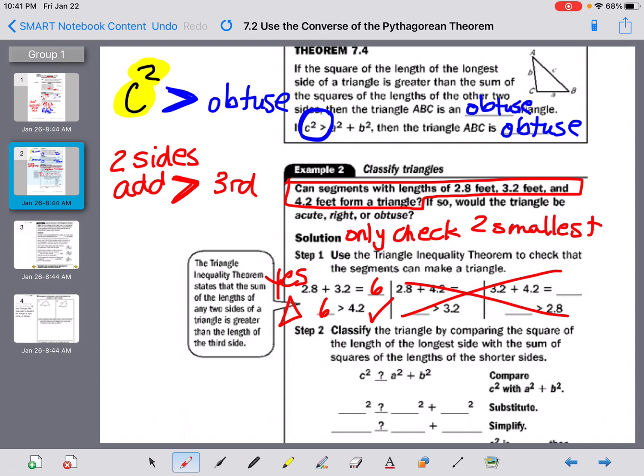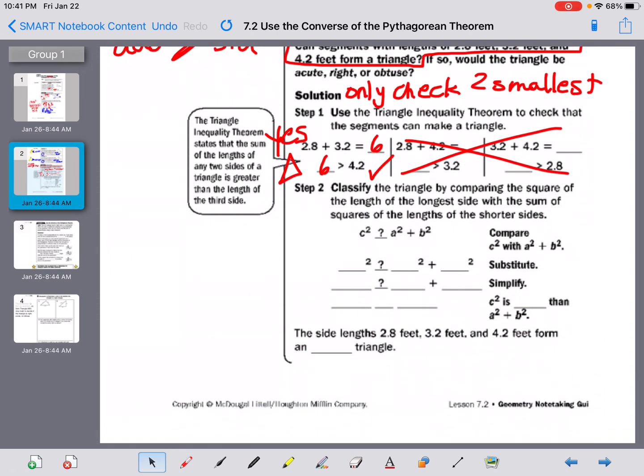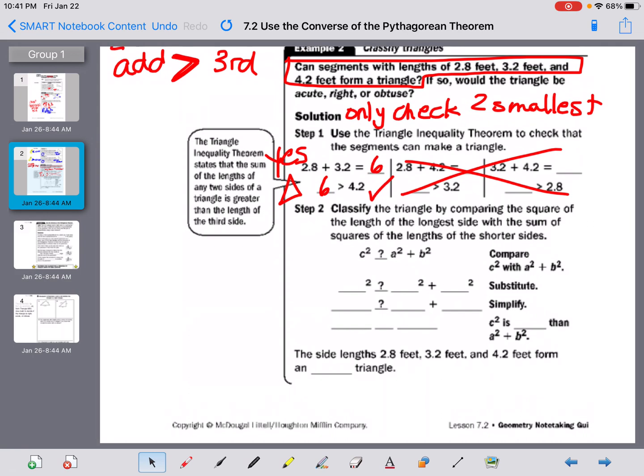That's all we did. Now, to check to see what kind of triangle it's going to be, obtuse or acute, now we need to square them. Okay, so I have three lengths, right? I have 2.8, 3.2, and 4.2. Which one would be my c? And I should have stated that up there on the top.